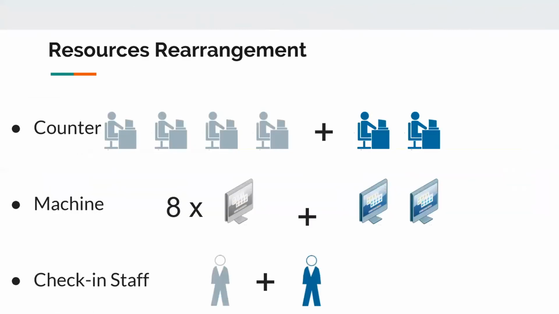So after that, we did the second scenario. In the second scenario, we changed the arrangement of our resources, which is the number of counter, machine, and check-in staff to improve our performance of the model. We added 2 counters, 2 machines on the first floor, and another 1 check-in staff on the third floor.